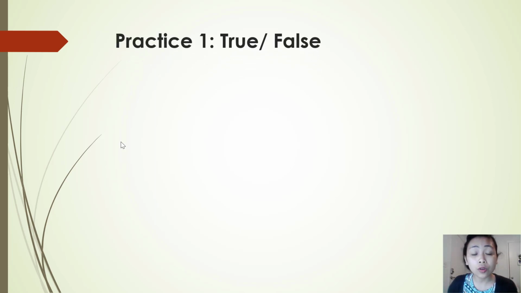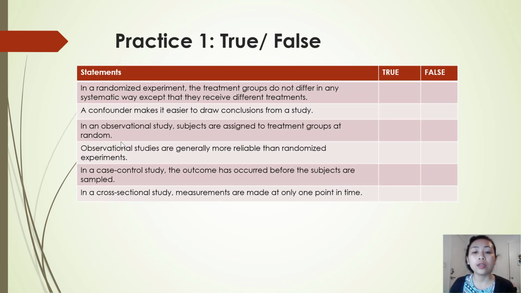So practice 1, true or false. Here I have 6 statements, and we are going to decide whether each statement is true or false. In a randomized experiment, the treatment groups do not differ in any systematic way, except that they receive different treatment. Is it right or wrong? In a randomized experiment, basically we have different groups. Each group will receive a treatment. Yes, that's right. In this case, that is true.